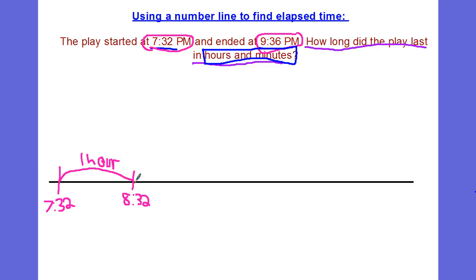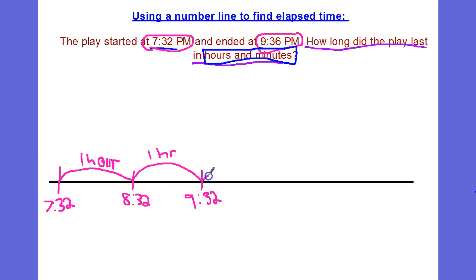Now, we have to figure out, can we go from 8:32 to 9:32 and still be within our time frame here? Well, if you look here, our end time is 9:36, and 9:32 is definitely before 9:36. So I can go again another hour here, and I'm going to do the abbreviation HR, and get us to 9:32. Now that is not our entire time. It's not just 2 hours. We actually have to go all the way to 9:36.